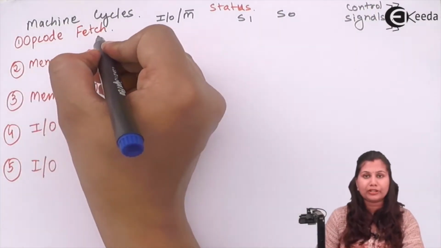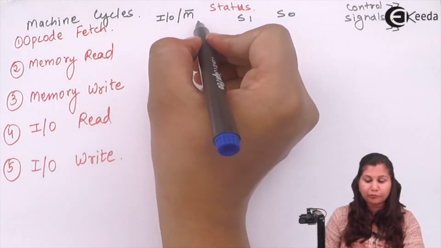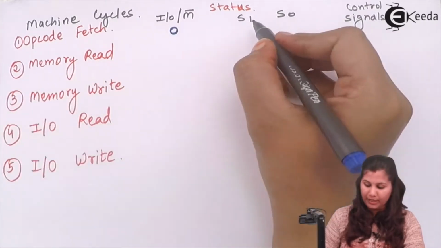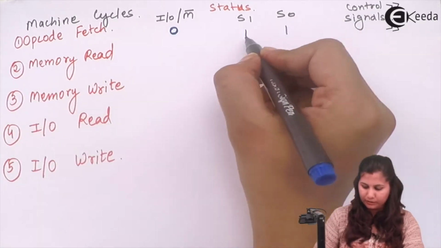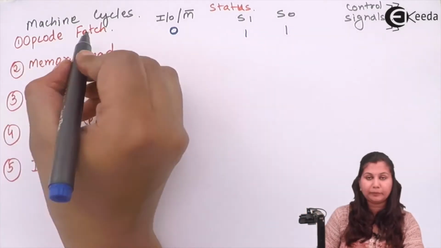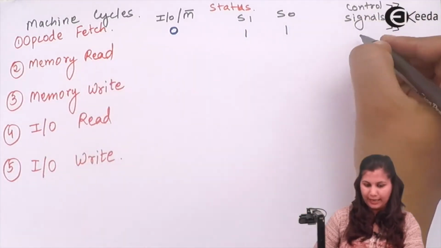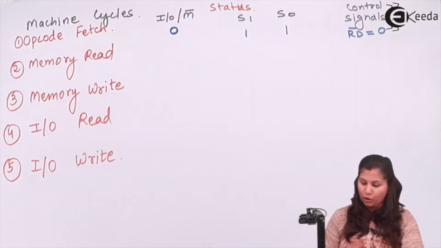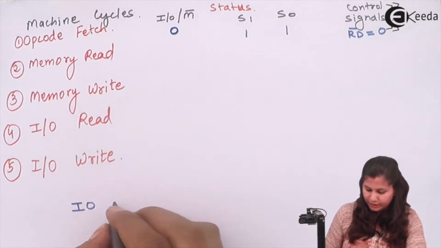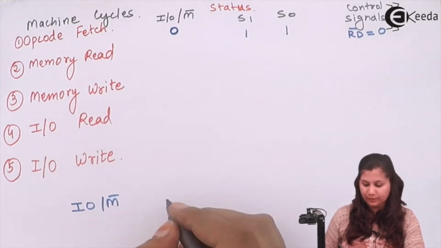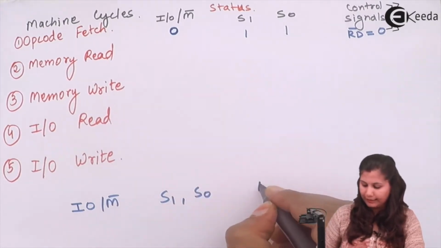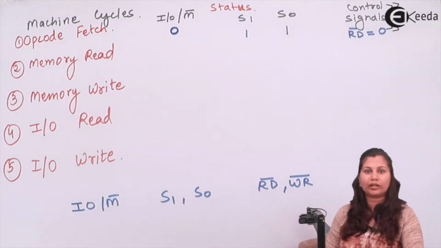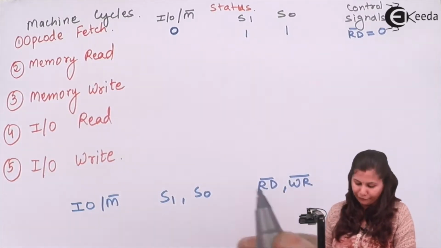So in the opcode fetch machine cycle, input output memory, it is a memory operation, so its value will be 0. S1 and S0, if both are 1, then it will be the opcode fetch operation, and the RD bar signal is 0. So what are the signals? First is the input output and memory signal, then S1 and S0, and the read and write. These signals decide what type of operation the processor has to perform.